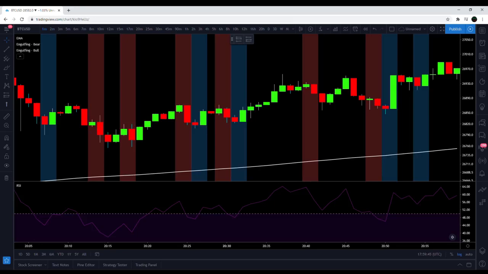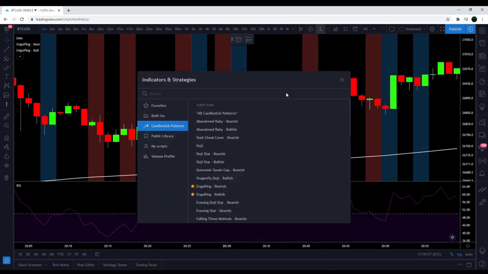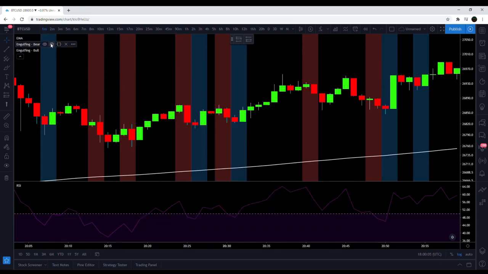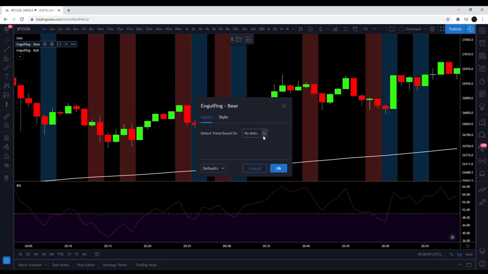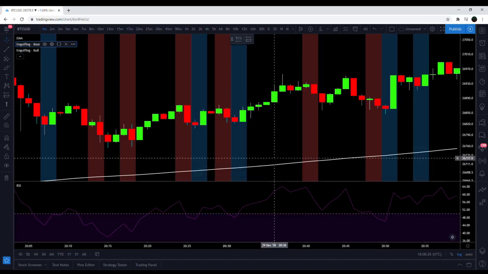Okay, so let's get into the strategy here. First of all, I want to show the bearish and bullish engulfing highlight that I'm using on TradingView and the setting that I changed on it. If you go under candlestick patterns, engulfing bearish, engulfing bullish. The thing that I changed on the settings is just under inputs. I changed the detect trend based on to no detection, because by default it's set to SMA 50 and we are doing the trend detecting ourselves with the 200 EMA and the RSI, so we don't need it. So change it to no detection.